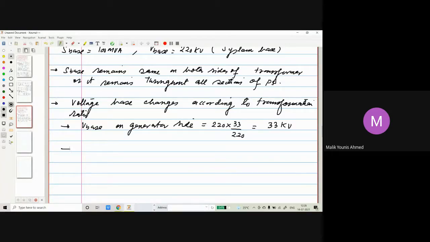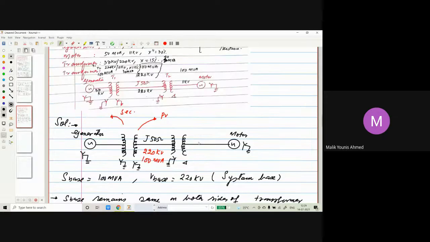Okay. Similarly, voltage base on the motor side. Now we are moving from the transmission line to the motor. So this time this is primary, and the manipulations have to be done accordingly. Why? Because 220 should match with 220. So the primary side of this transformer also should be 220. So this should match very clearly. See, the transformer 2 primary side is 220, so it will match.